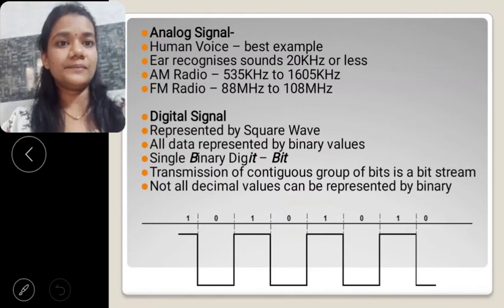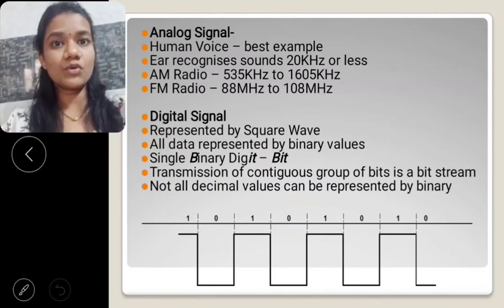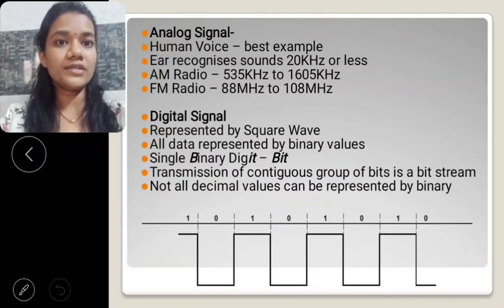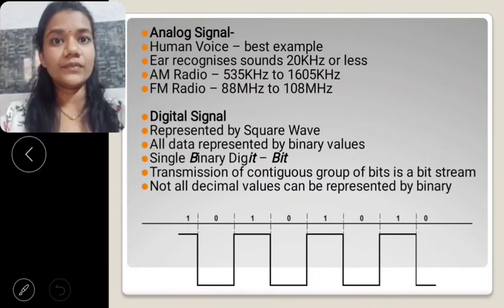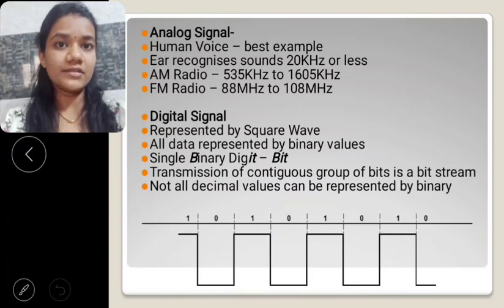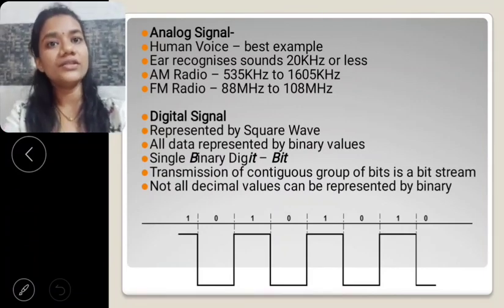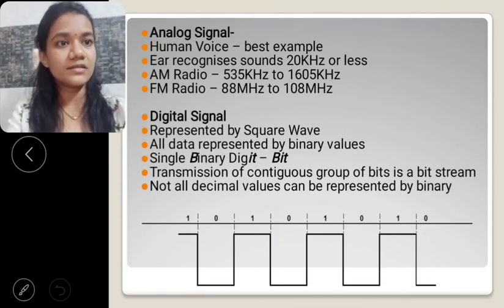Now the digital signal. Just now we said that for digital signal representation we use a square wave. It is nothing but your binary digit. If your signal is high, then we call it a 1, or if it is low, it is nothing but a 0. So all the data in digital electronics will be represented as a square wave.